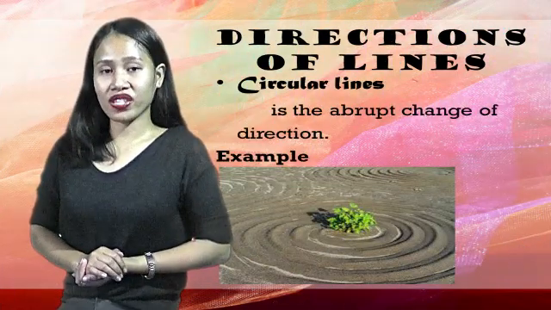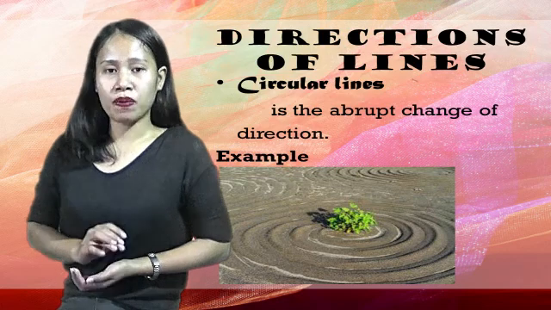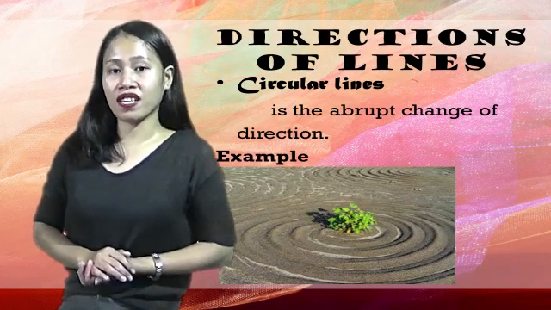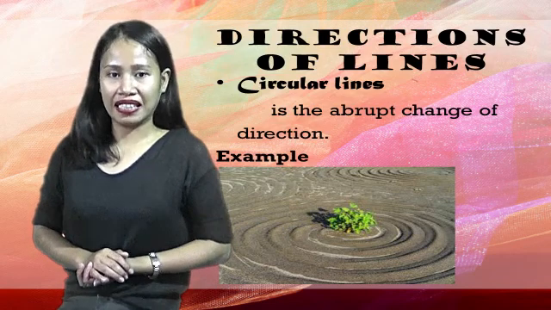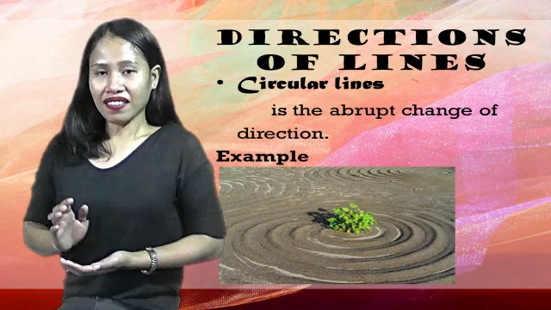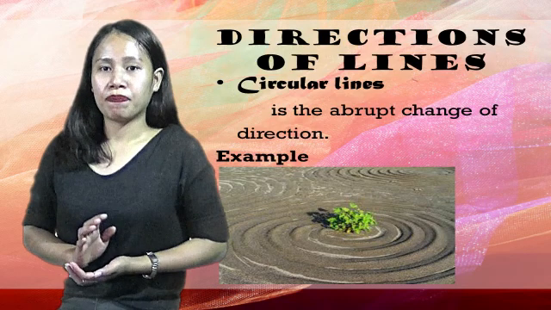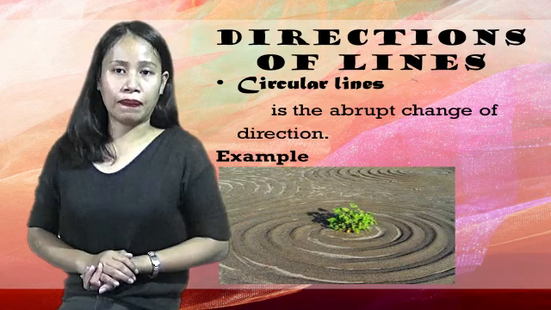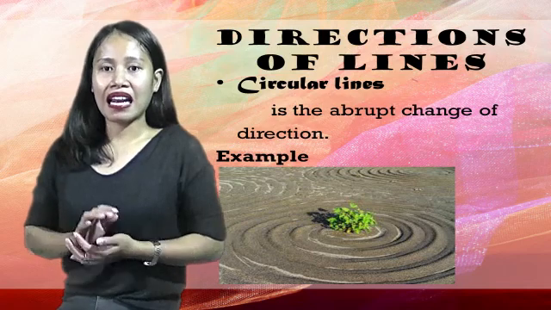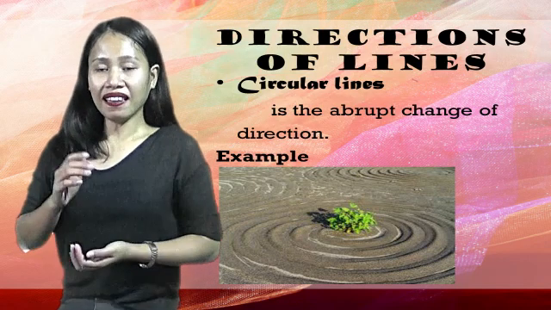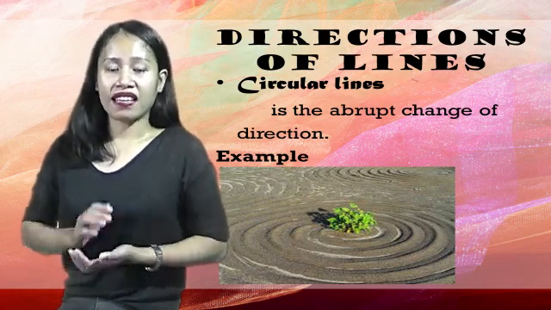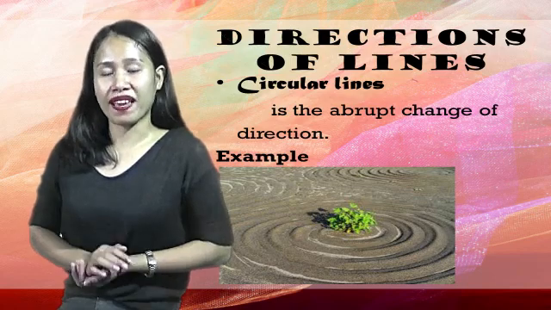Next direction of line is the circular line. It is the abrupt change of direction. The abruptness creates tension and an impression of chaos, confusion, or conflict. Example, the circular line with plants. It is easy to pinpoint line in painting, drawing, and other artworks of a similar type, but in other types of art such as performing arts and literary arts, a line is described differently. In theater, a line may refer to the script of the actor. In dance, it is a series of steps that a dancer makes.